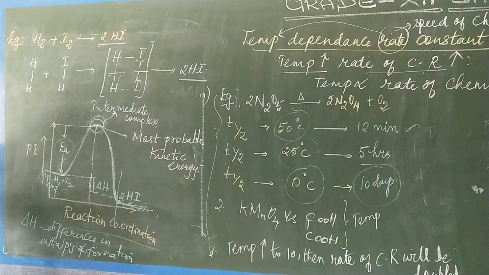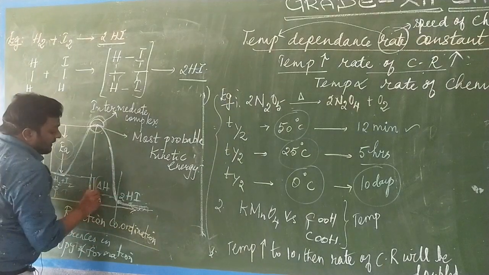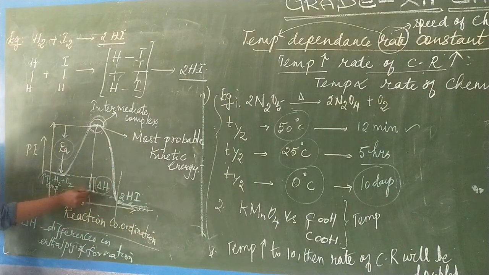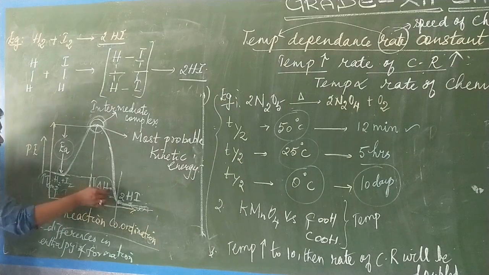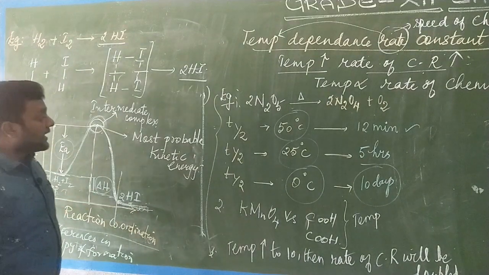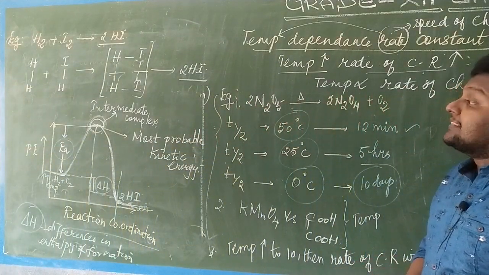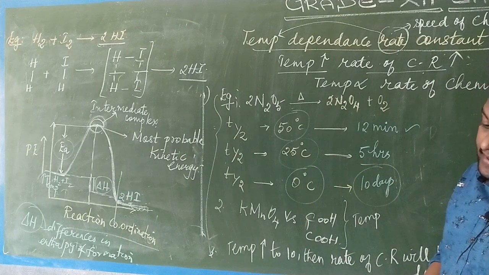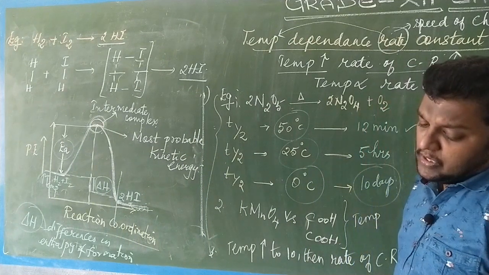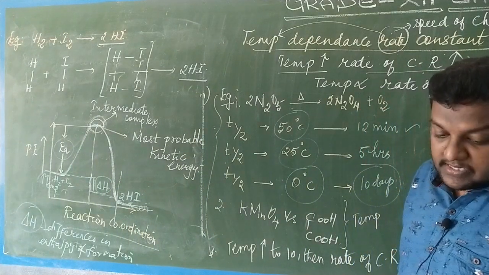That product is what? Two molecules of hydrogen iodide. The energy difference between the reactant and the product or formation of the product will be delta H. So this is called as what? A graphical representation for the formation of hydrogen iodide, and this indicates what? Temperature dependent rate constant. இதை நம்ம என்னன்னு சொல்கிறோம்? Temperature dependent rate constant அப்படின்னு சொல்கிறோம்.